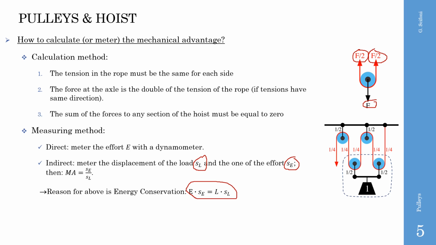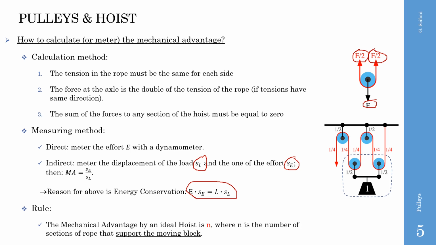There is a general rule that the mechanical advantage of an ideal block and tackle is N, where N is the number of sections of rope that support the moving block. In the example, we have 4 sections, 1, 2, 3, 4, so the mechanical advantage is 4.